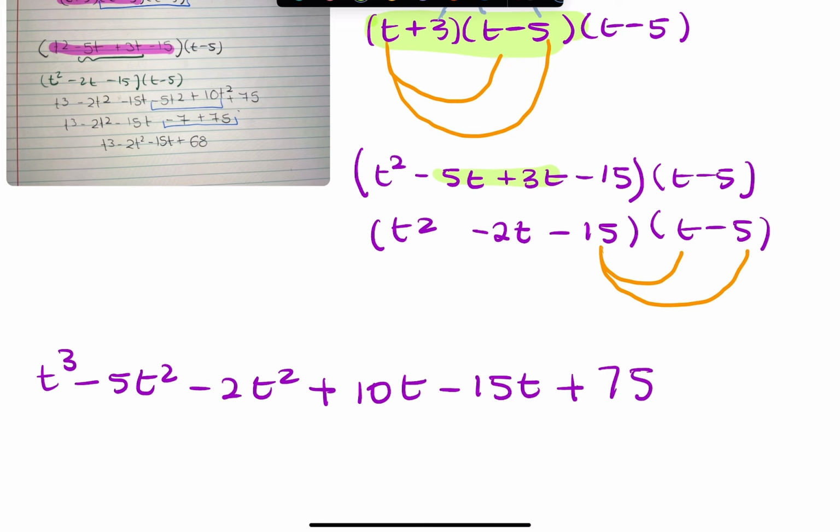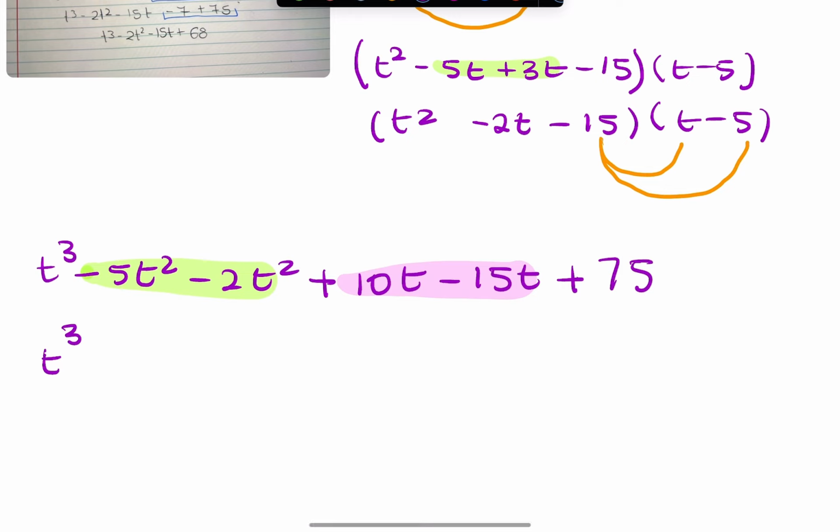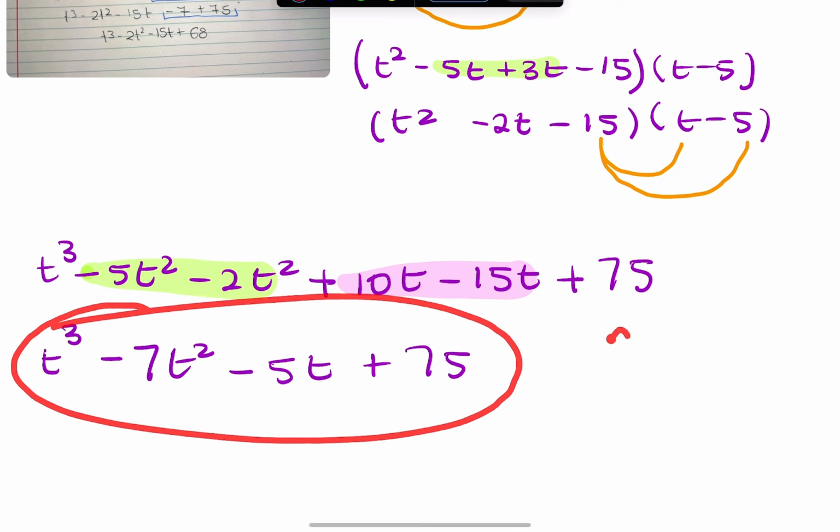Now all you need to do is add similar terms. These terms are similar because they're both t squared, and these terms are similar because they're both t. So the final answer will look something like this. Minus 5t squared minus 2t squared, that's minus 7t squared. And plus 10t minus 15t is negative 5t, plus 75. So unless we've made a mistake somewhere, that's your final answer.